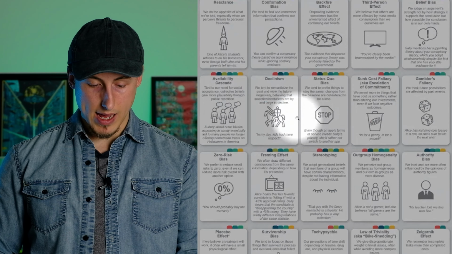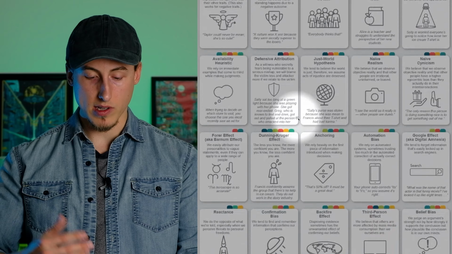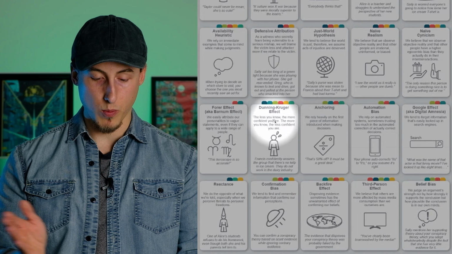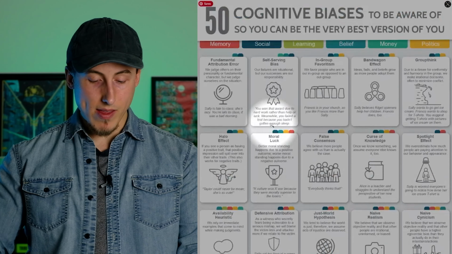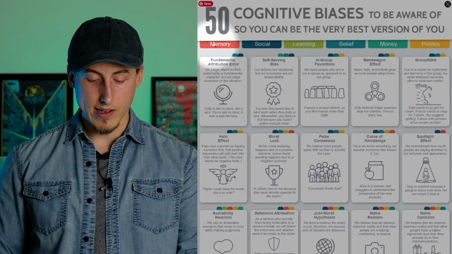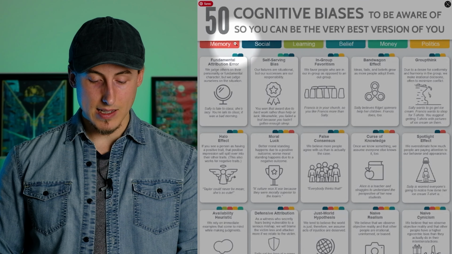So what have we got? We have a famous one, the Dunning-Kruger effect. The less you know, the more confident you are. The more you know, the less confident you are. And the way that this infographic works is it's got the little example of what the effect is, and it has a little color code above it. And those relate to, at the top here, a key of what they are. So we've got memory, social, learning, belief, money, and politics.